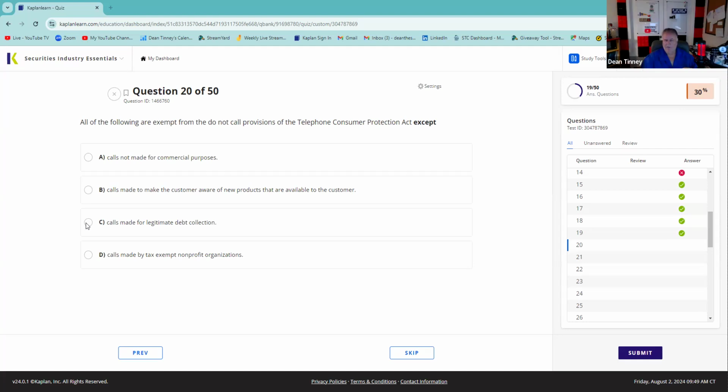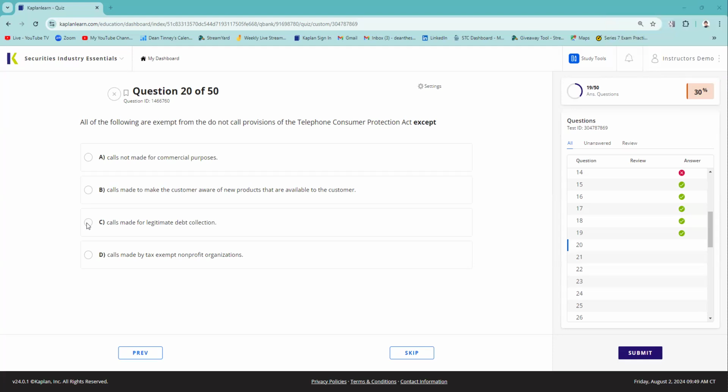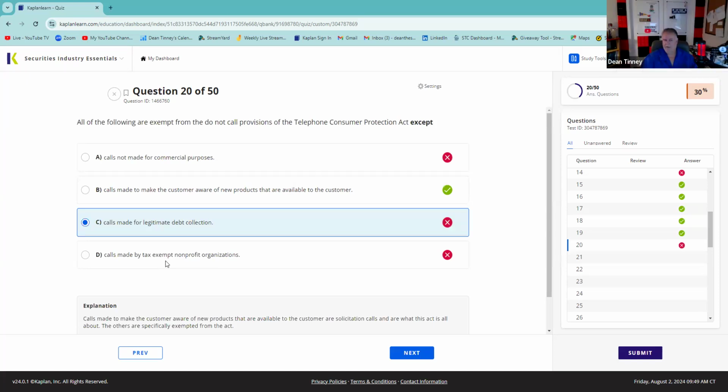So we just talked about mutual fund providers like Vanguard, for example, or American Funds. Maybe I have a new ETF that I want to offer to my customers. And so the answer here is B. I would need permission to call you. That is not exempt. If I'm going to call you to make you aware of our latest, greatest, whatever, I need to have your permission to do so, or you have to be an existing customer. So the answer there is B, right?